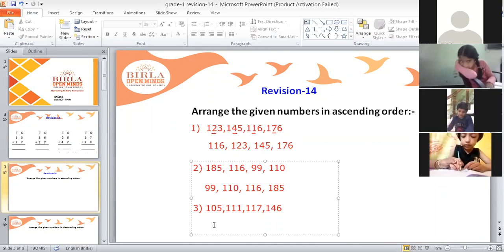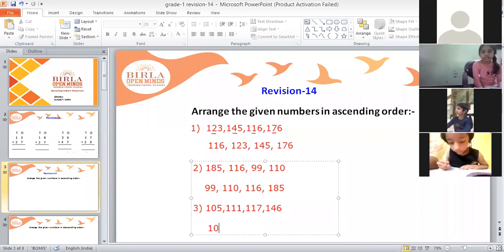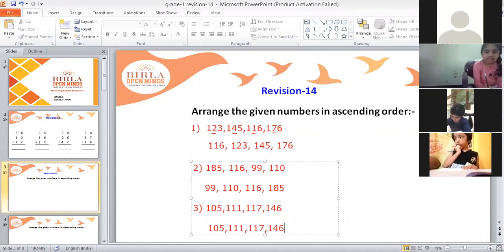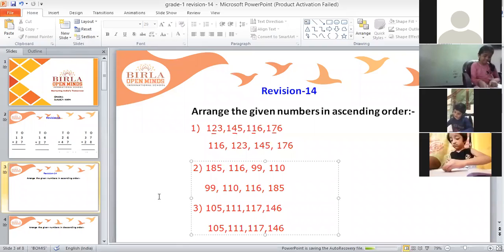Janvi, you tell me the answer for third bit. Which is the smallest number now? 105. Okay, so 105. Next. 111. Next. 117. 146. So this was already arranged in ascending order. Very good, Janvi. Yes, children, note down the answer for third bit. And if you have any doubt, you can ask.